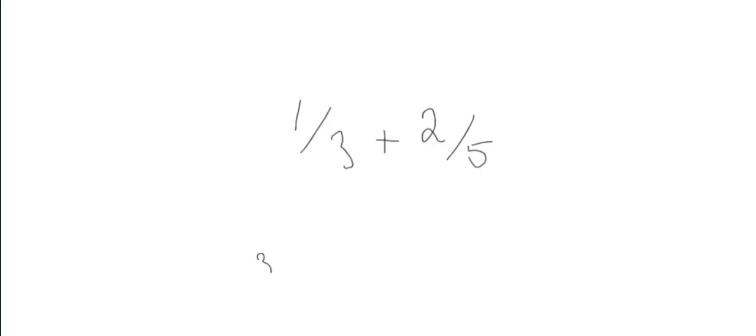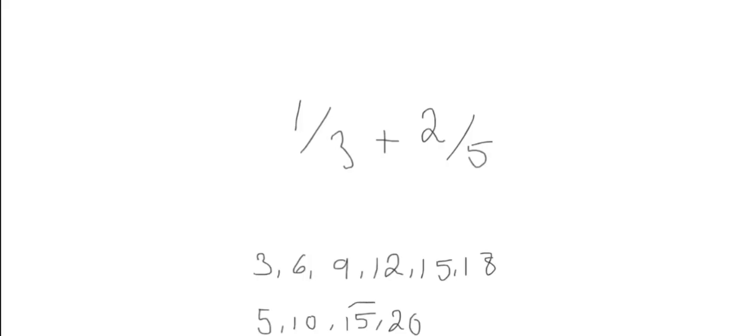So if we write out the 3 times table, we get 3, 6, 9, 12, 15, 18, and so on. And then the 5 times table, remember, as I was saying with simplifying fractions, everything in the 5 times table is either going to end in 0 or 5. So we have 5, 10, 15, 20, and so on. And from looking at both these times tables, 15 is in the 5 times table and the 3 times table. So our denominator is now 15 for both of them.